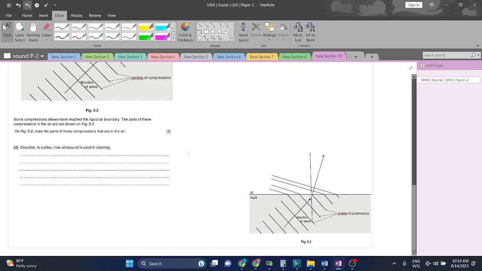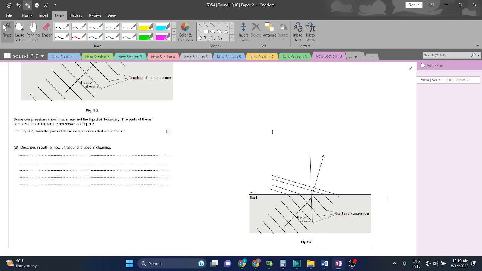Describe in outline how ultrasound is used in cleaning. Ultrasound is used in cleaning. It is put into a लिक्विड में डालते हैं ना. आपने देखा होगा अल्ट्रासाउंड की diagrams. It is put in a liquid. लिक्विड में डाला जाता है the jewelry which is being cleaned. और फिर अल्ट्रासाउंड वेव्स आती है, और then those waves cause the piece of jewelry to vibrate vigorously.